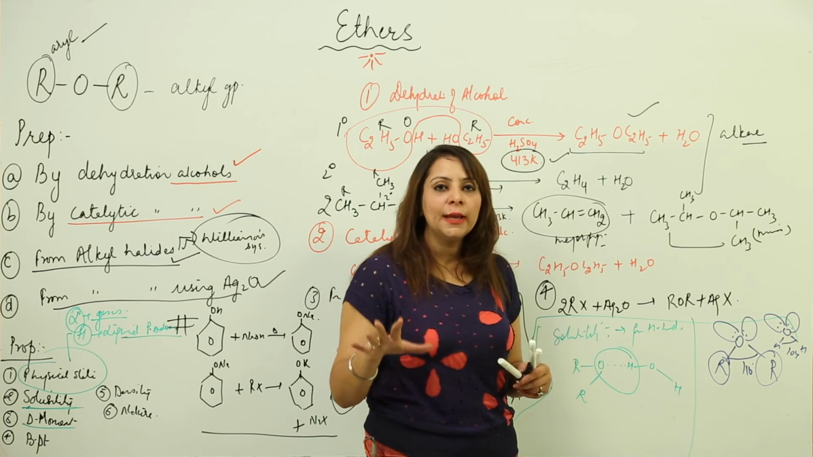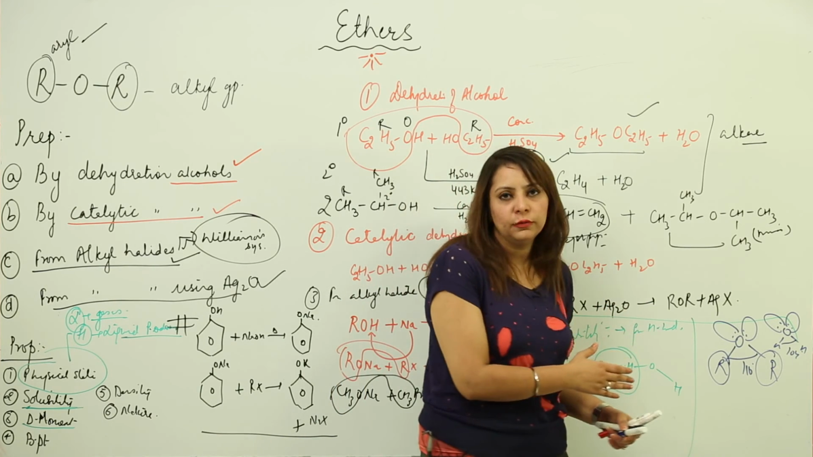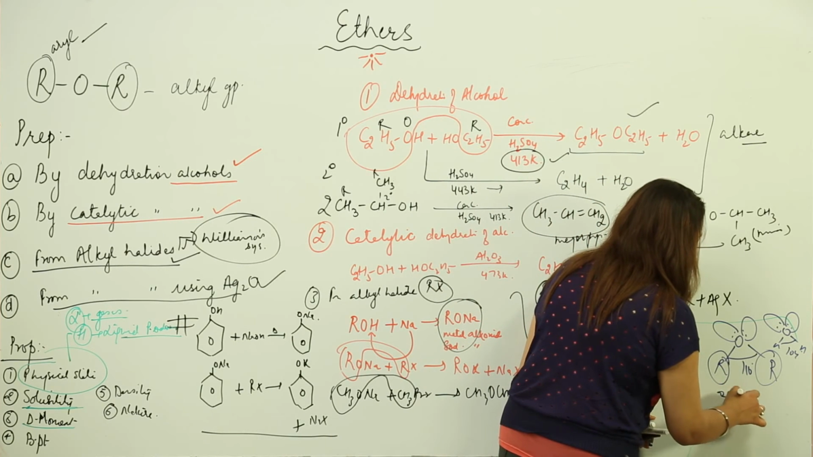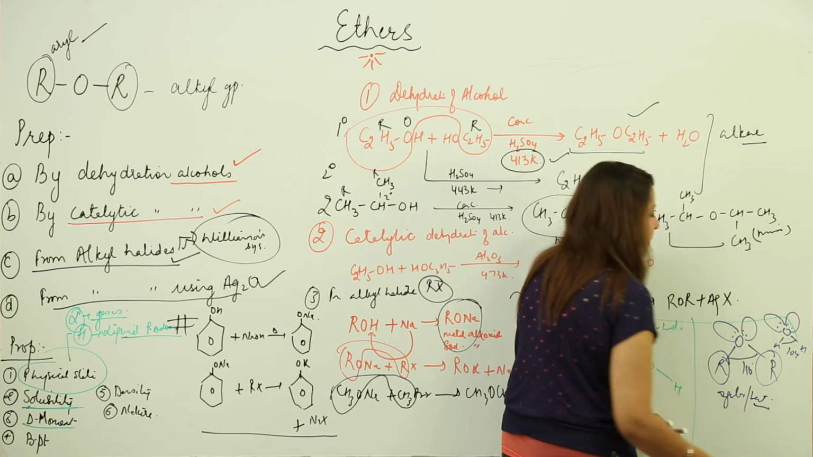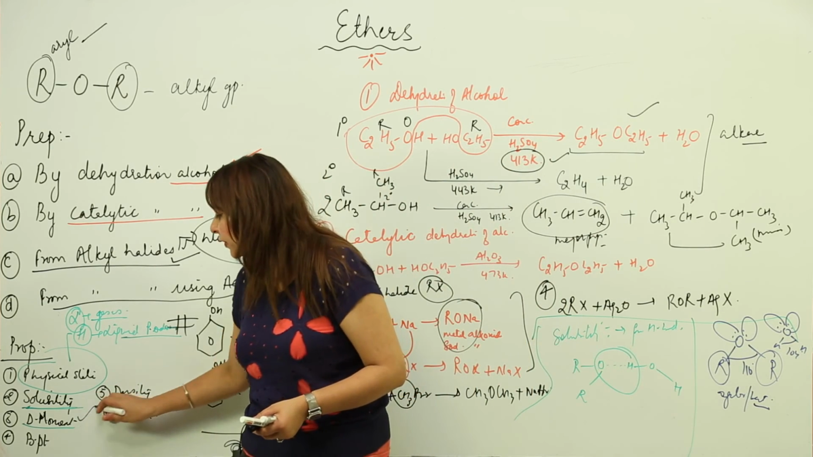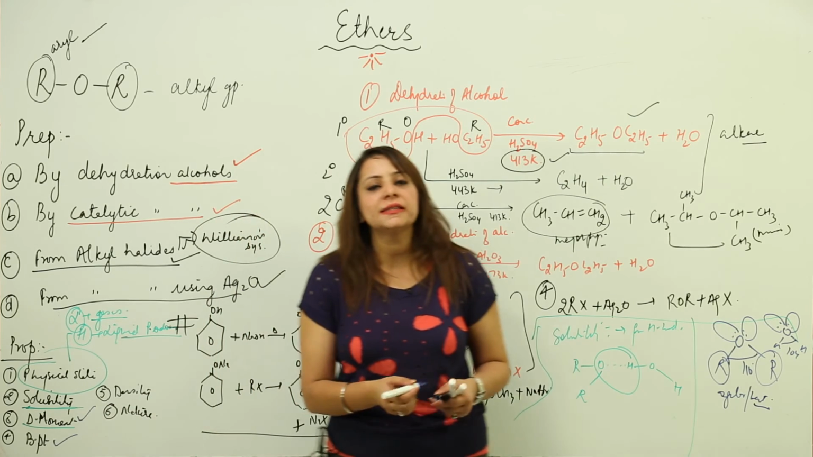But if we talk about dipole moment, they actually possess a dipole moment. So it is a polar molecule. And what is the name for this symmetry? It is angular or bent. So that means it possesses the dipole moment, it's polar in nature. Next property we are going to discuss is the boiling point.